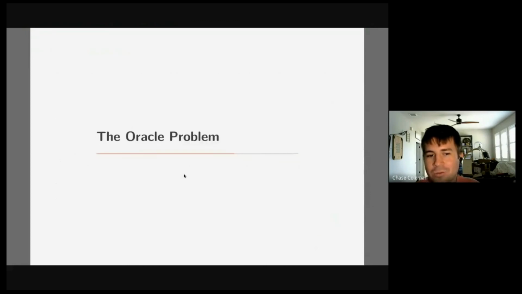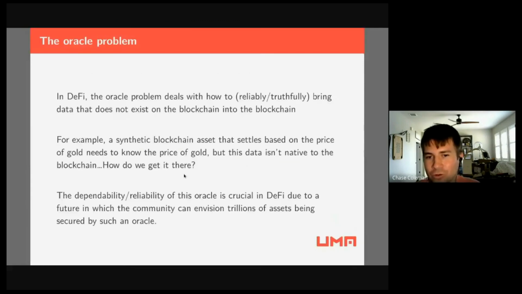So now, how does this all tie to the oracle problem? In decentralized finance, the oracle problem deals with how do we reliably and truthfully bring data that doesn't naturally exist on the blockchain onto the blockchain. For example, if we have a synthetic asset on the blockchain that settles based on the price of gold, we need to know the price of gold, but this data isn't native to the blockchain, so how do we get it there?